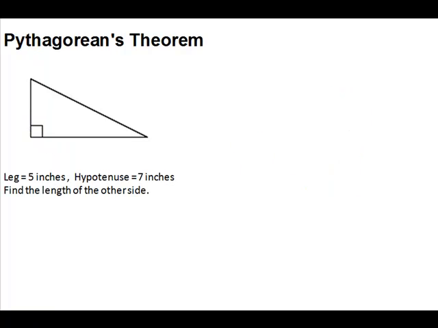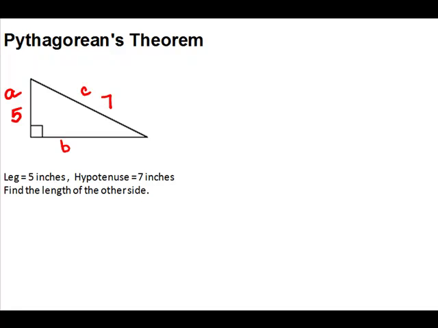Let's look at this example. We have a right triangle, and one leg is 5 inches, and the hypotenuse is 7 inches. They would like for us to find the length of the other side. So let's label our triangle. They're giving us one of the legs, so we'll call this A, and we'll say it's 5. They're not giving us the other leg, so this will be B, and this is the one that we don't know. Our hypotenuse is always C, and it is 7.